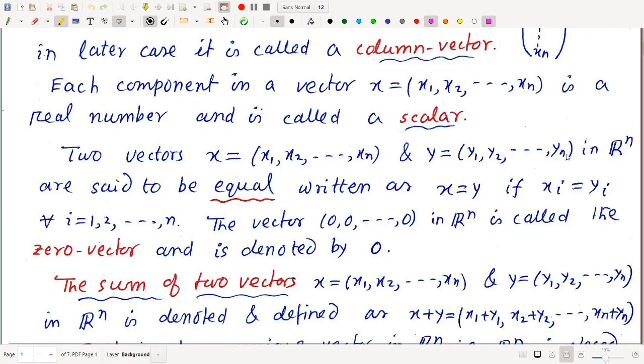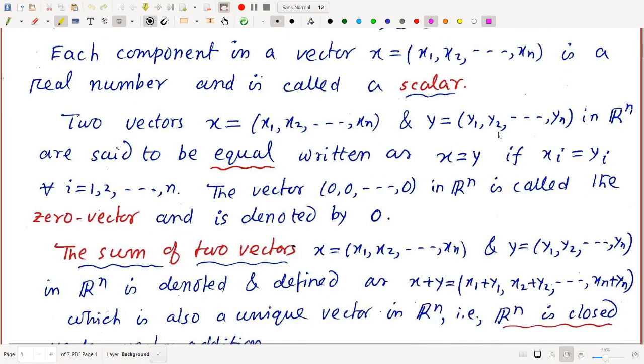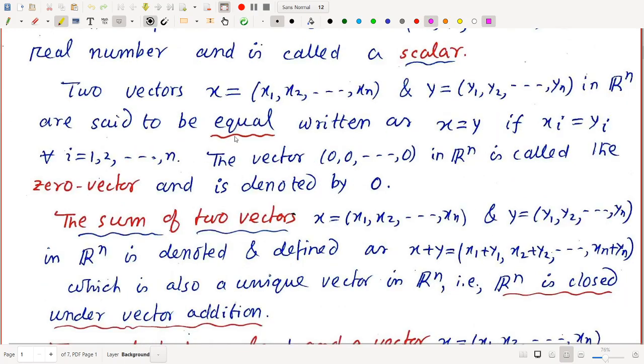Two vectors x and y in R to the power n are said to be equal, written as x equal to y, if xi equal to yi for all i equal to 1, 2, 3, ..., n, meaning first component equal to first component, second component equal to second component, and so on. Component wise, these two vectors are equal. The vector (0, 0, ..., 0), n times 0, is an ordered n-tuple in R to the power n, and this vector is called the zero vector. It is also denoted by the symbol 0. The situation will say whether it is zero vector or zero scalar.